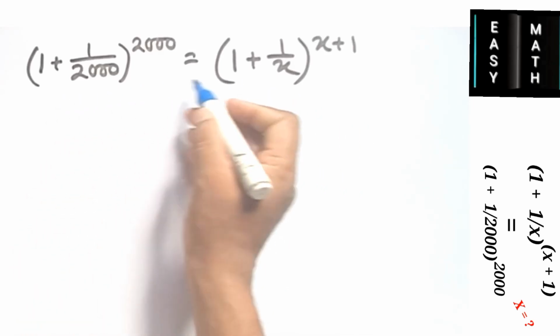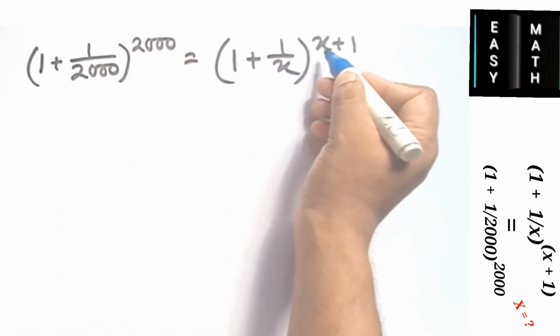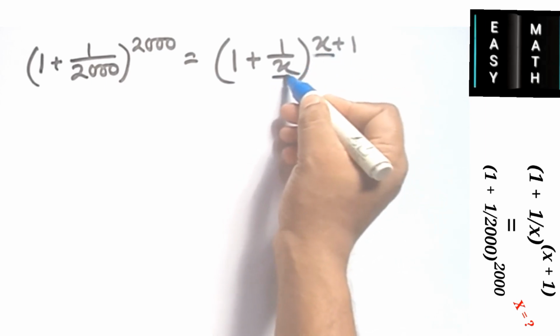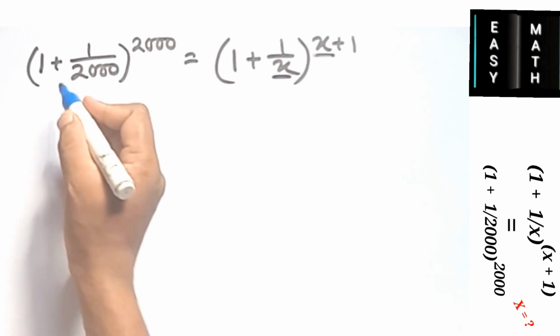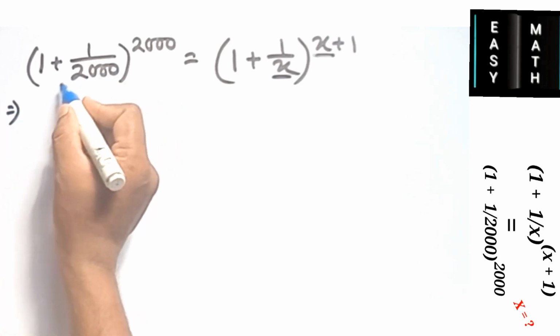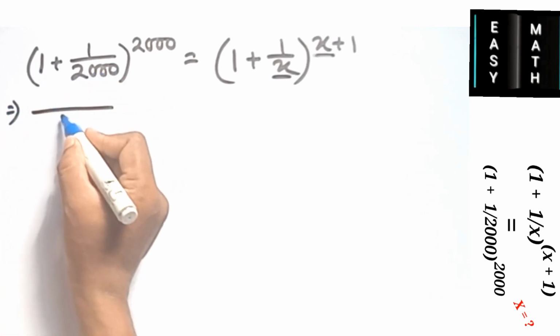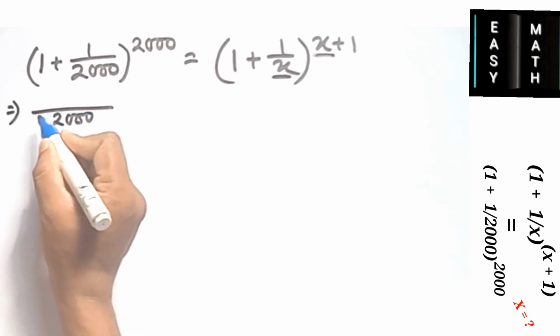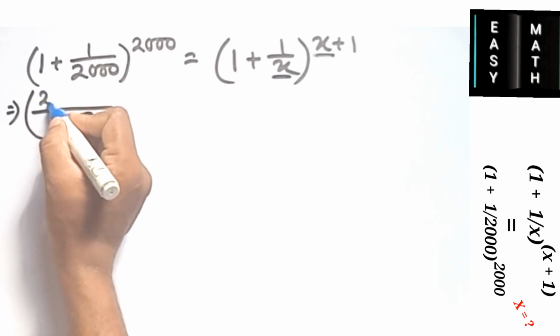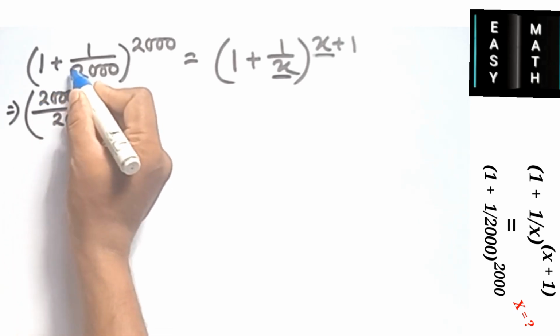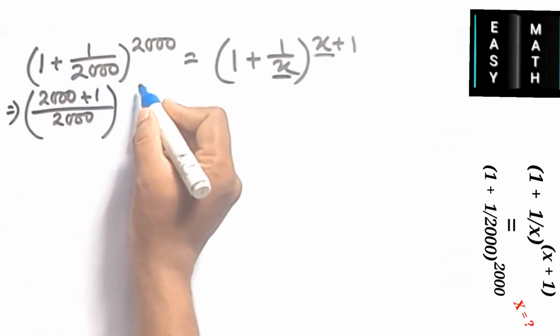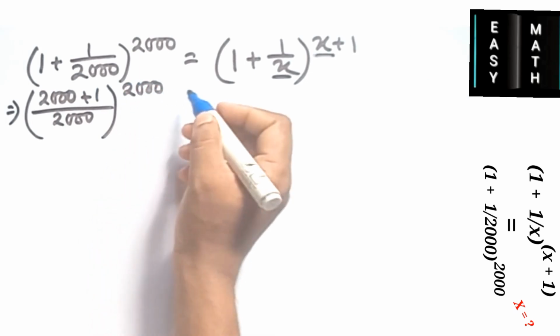From this equation, find the value of x. What is the value of x? First we can take the LCM. So this is the 2000 and this is the 2000 and this is the plus 1. So there is the 2000.